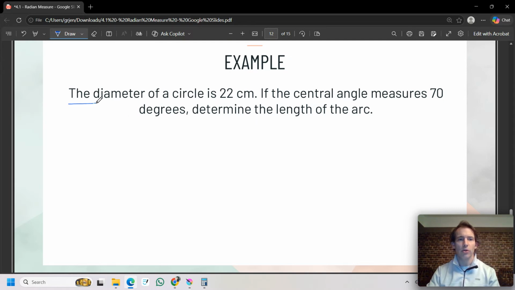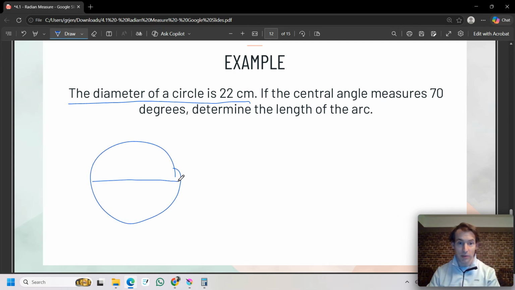So what do you think we're going to do when it says the diameter of a circle is 22? Do you think we're going to draw a diagram? Yes, you're right. And then we put on the diameter, and it is 22. So that means the central angle measures 70 degrees, about like that. This is 11 because diameter is 22. And now we want to know the length of the arc.